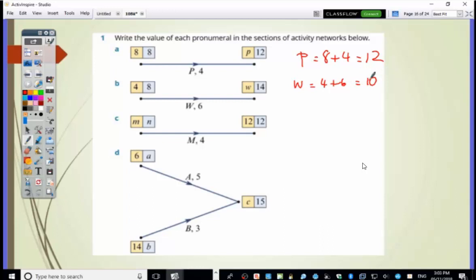Now we've got M and N. Sorry, you have to do the yellow one. Yellow one by forward scanning. Something plus 4 equals 12. M plus 4 equals 12, so M equals 8. And what about N? Is that got by forward or backward scanning? Backward, because it's blue boxes, so it's 12 minus 4 is 8. 12 minus 4 equals 8 for N. Let's do A first. So what would A be? Backward scanning from there.